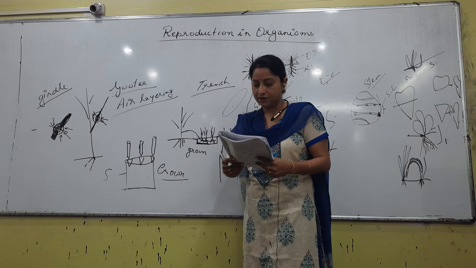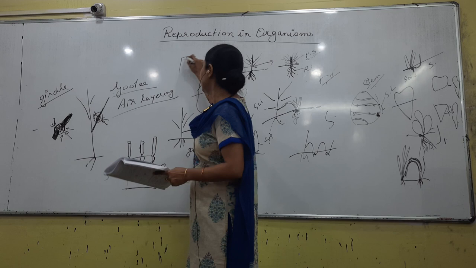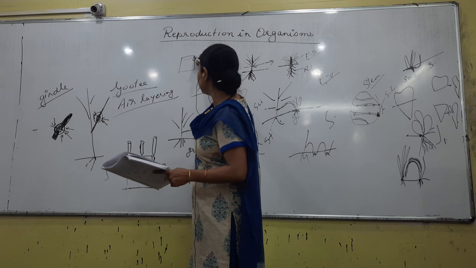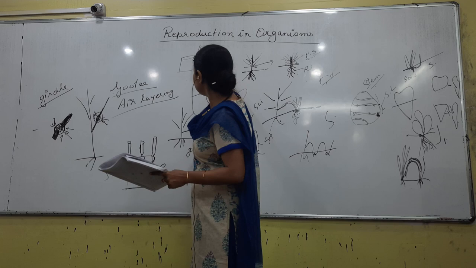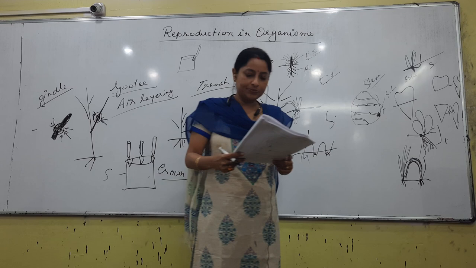Next is side grafting. As the name suggests, you have the stalk, and you make a cut in the side so that you can put the scion in here. That is called side grafting. So these are the different types of grafting.